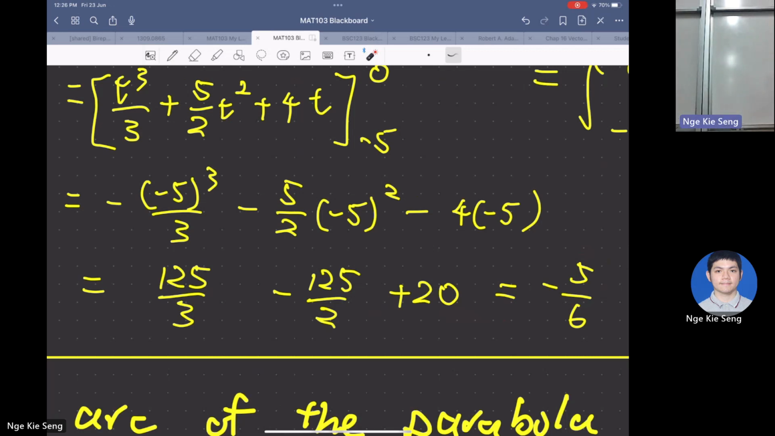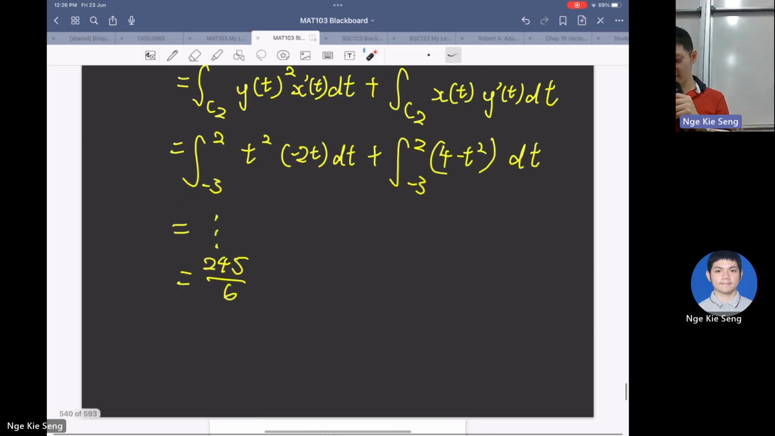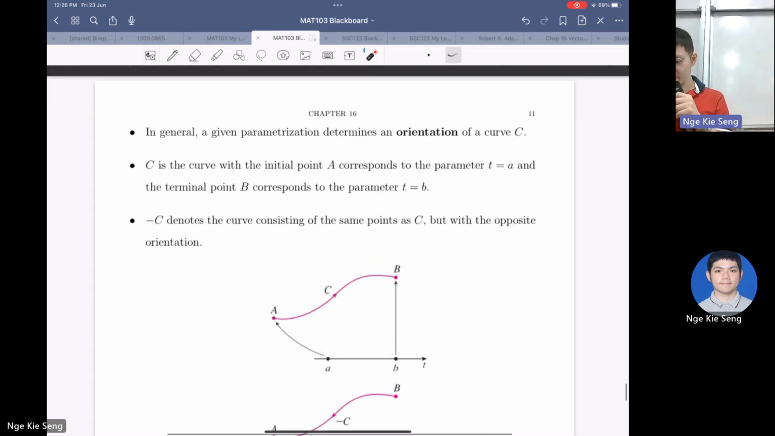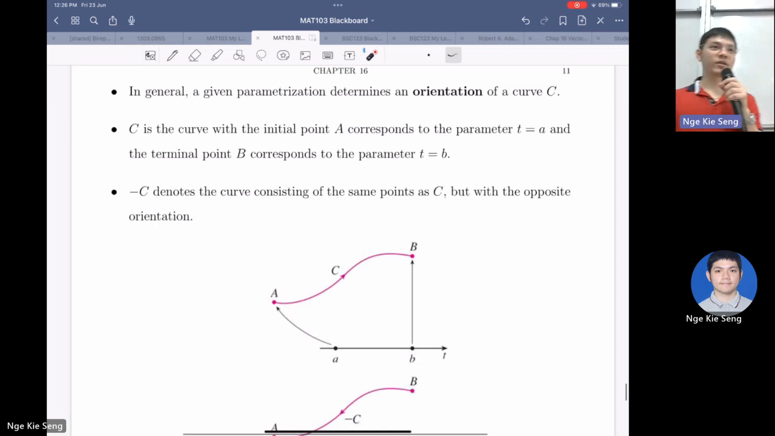Oh, you mean that? Later we'll see this. This orientation is the orientation of your domain, not the graph anymore. This is the domain. Okay, we will touch it now. Let's go into this.